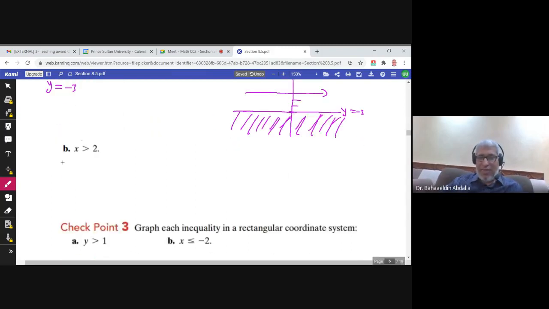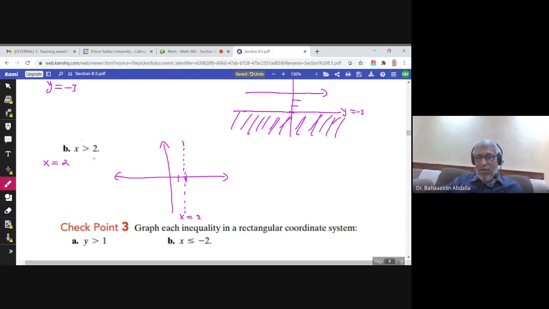Also, x greater than 2. If you change it to an equation, you need to sketch the graph of x equals 2, and x equals 2 is a vertical line. I'll draw a dashed line here because there is no equality. So this is x equals 2.